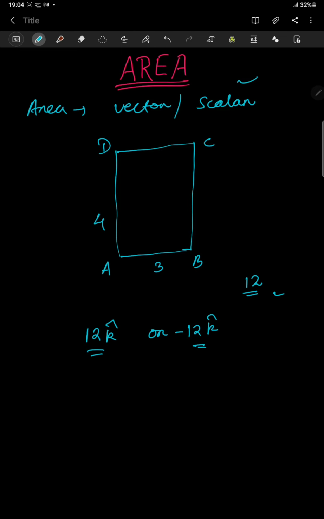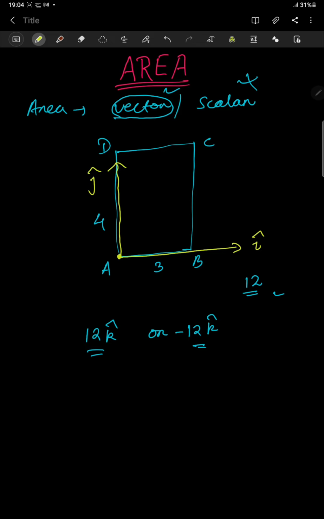So in today's class I'll tell you that area has to be considered as a vector, not as a scalar. You have to consider this as a vector. How? Let me show you. Suppose I fix the origin here, and this is my x-axis which will contain i cap, and this is my y-axis which will contain j cap.